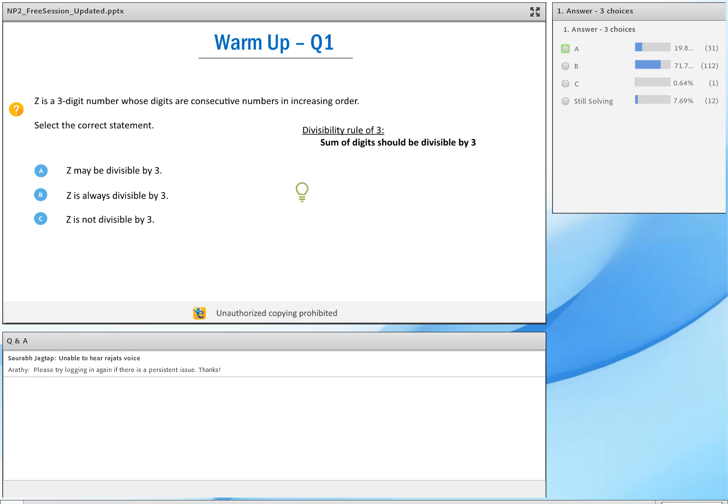Okay. So what's the divisibility rule of 3? The sum of digits must be divisible by 3. What this means is we can express the digits as x, x plus 1, and x plus 2. The first digit is x, the second is x plus 1, the third is x plus 2. So what's the sum of digits? You add them, and you get 3x plus 3. Then you get 3 times x plus 1.